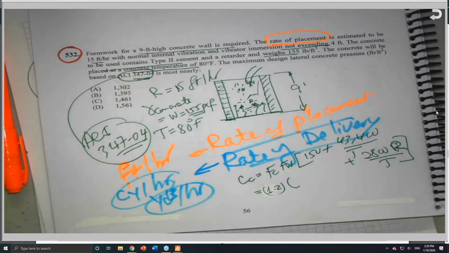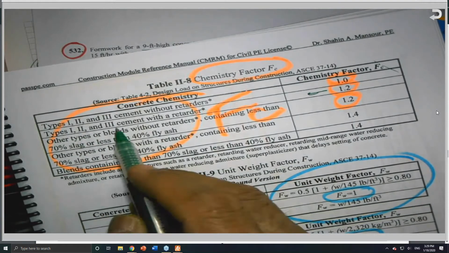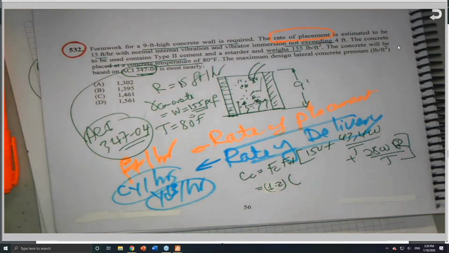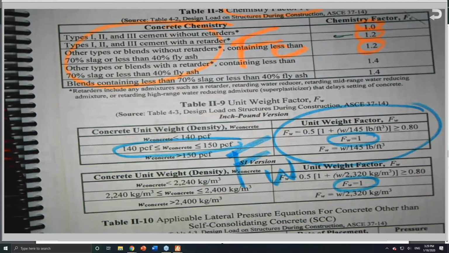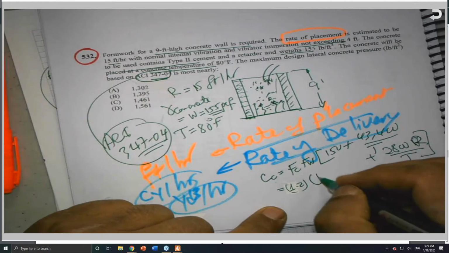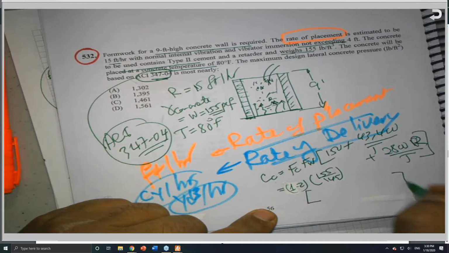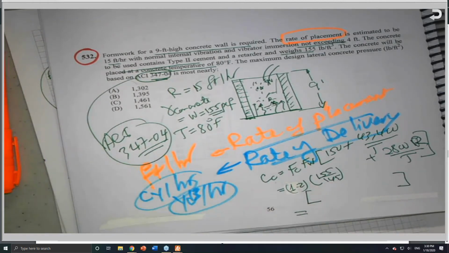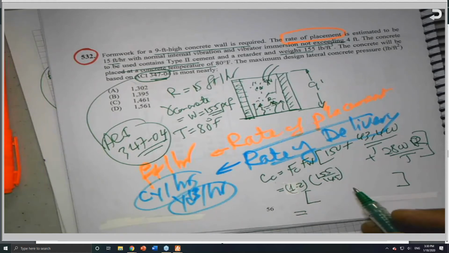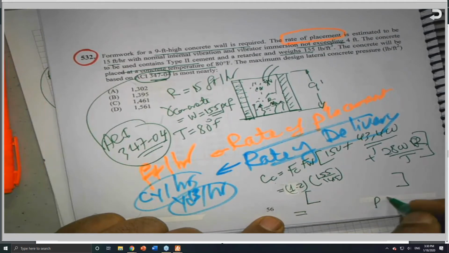F sub W: they are saying here it is because of type 1, 2 and 3 cements with the retarder. And F sub W, we have 155. So it's saying that if it's greater than 150, put 155 over 145. Those are the two constants, and I will plug in the others, and you'll get an answer. What is the answer you got for me? Based on the 1.2 times 155 over 145, complete how many pounds per square foot.